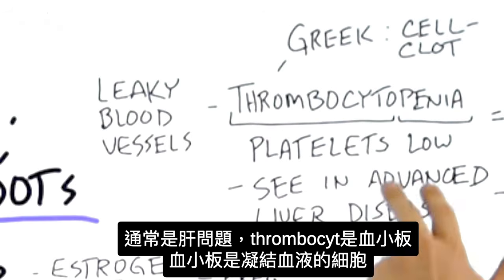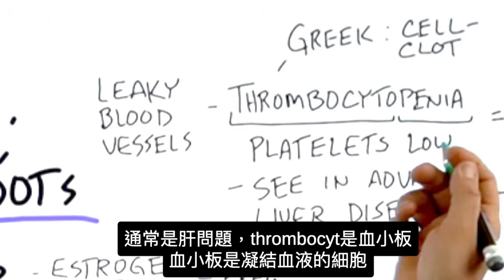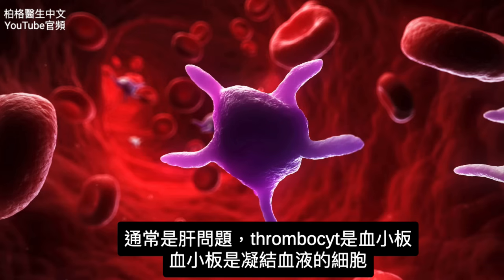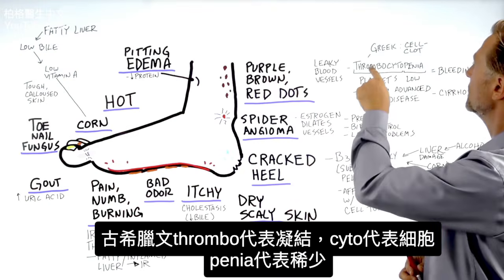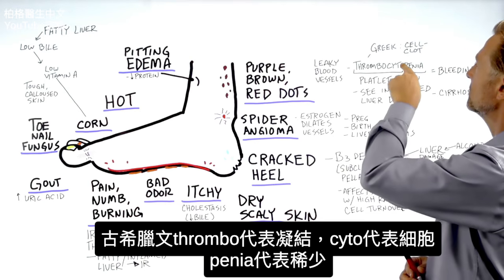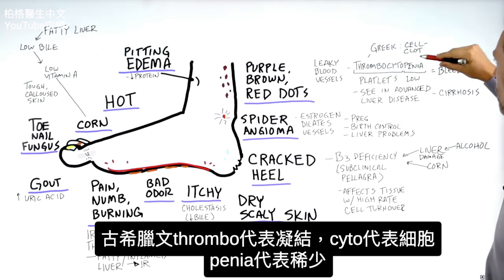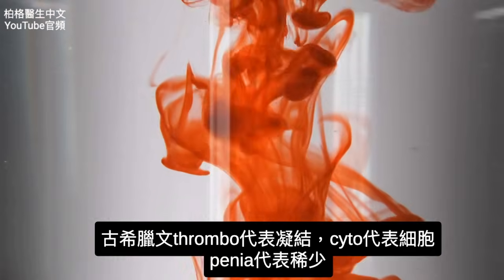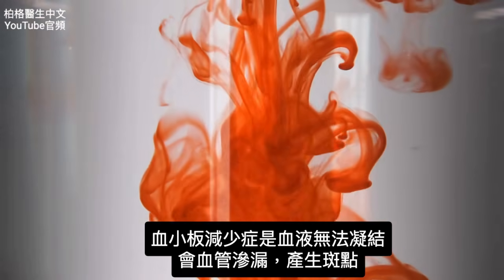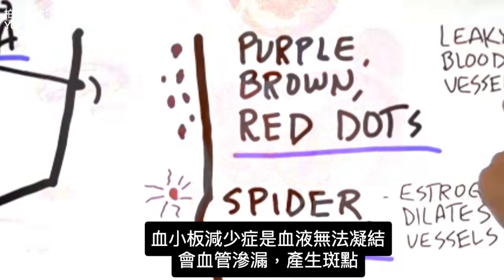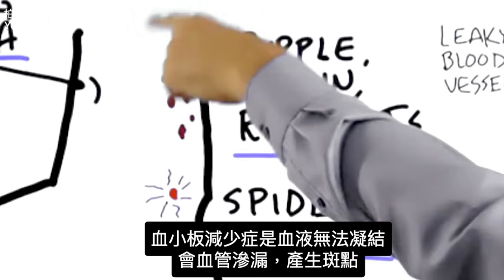What is a thrombocyte? Well, it's a platelet. What are platelets? They're cells that help clot. In fact, the Greek word for thrombo means clot, and then cyto means cell, and then penia means low. So we have low platelets. So thrombocytopenia is basically you are not going to be able to clot, and so you're going to have leaky blood vessels, and you're going to see this right here.